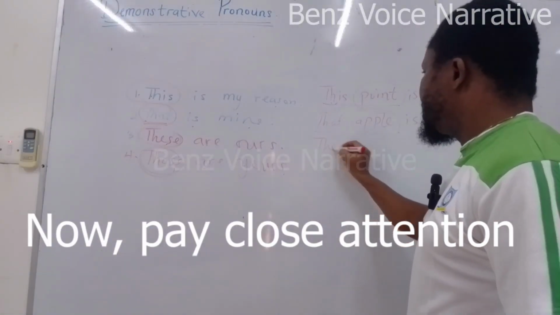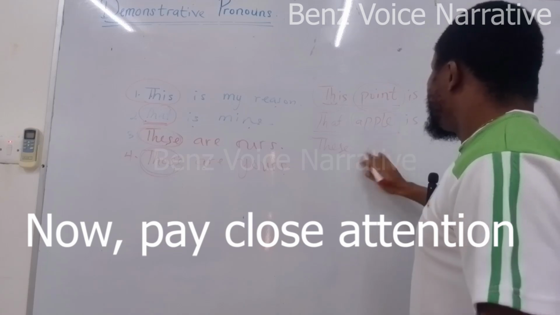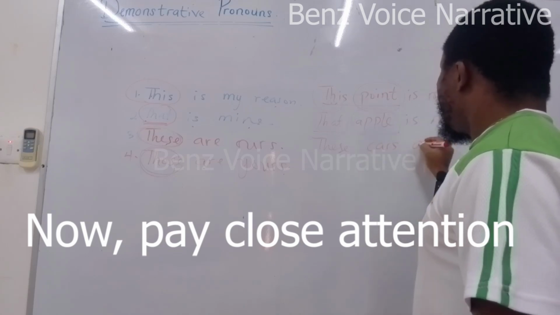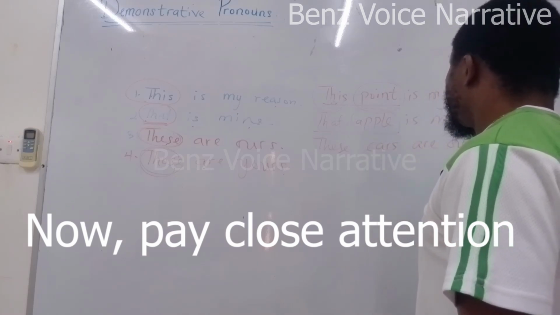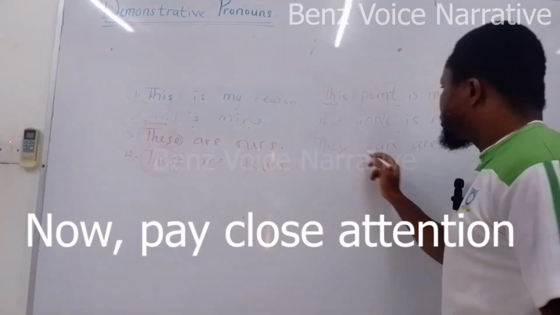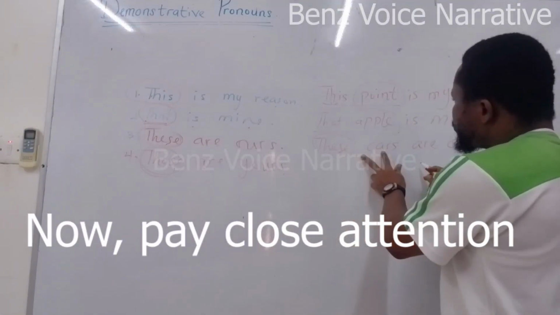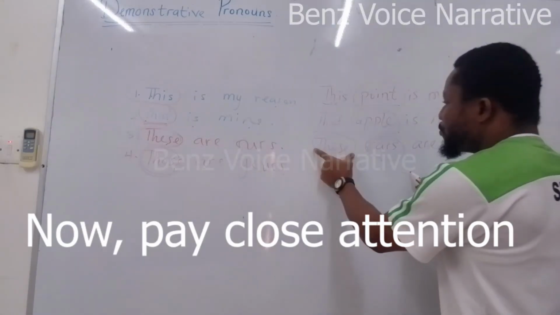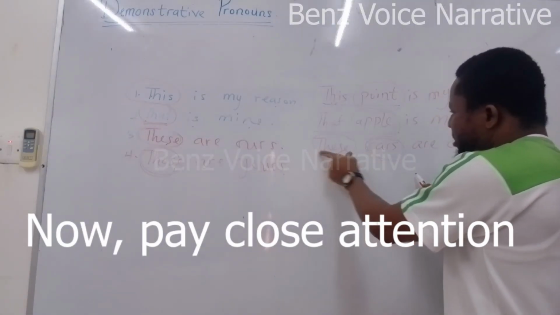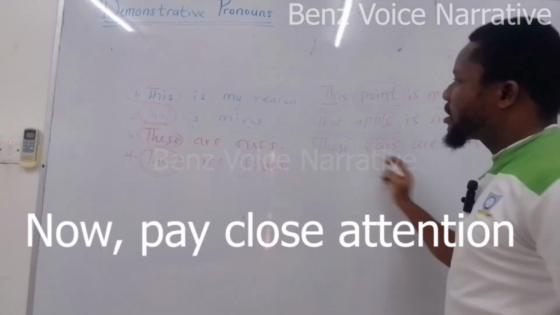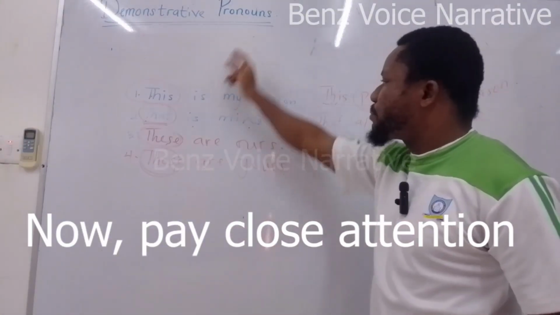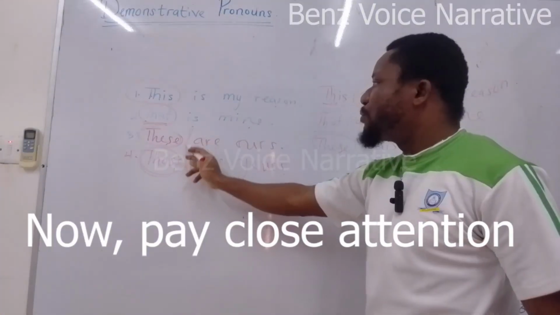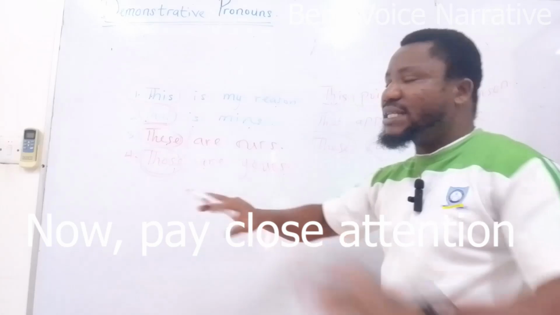And number three, these are ours. You can say these cars are ours. Which cars? These. Now look, in front of these, we have cars. So this is describing, modifying this. But if you come to this page, you notice that for demonstrative pronouns, there is no noun. This replaces the noun completely, okay?